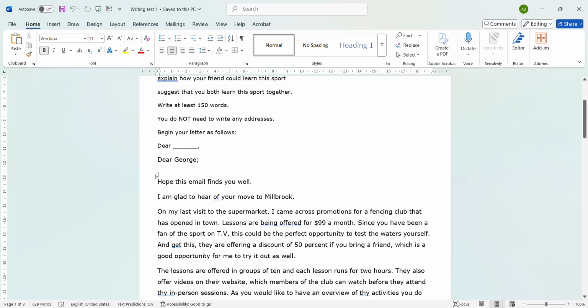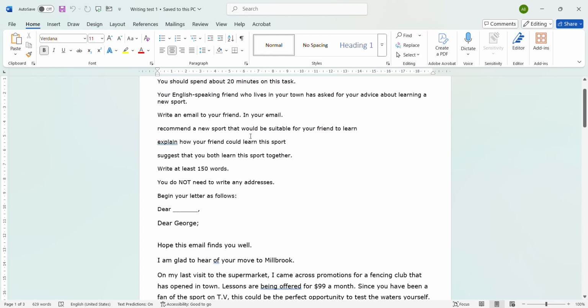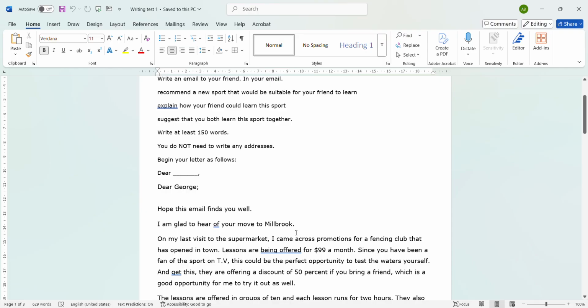So I have given a name for my friend here, George. So dear George, hope this email finds you well. I am glad to hear of your move to Millbrook. So this part of the answer here would be my introduction. And since they say that your friend lives in your town, in this case, I'm just building up a small context of how my friend came to live near me. So I'm just making up the fact that he moved to my town recently. So that would be my introduction.